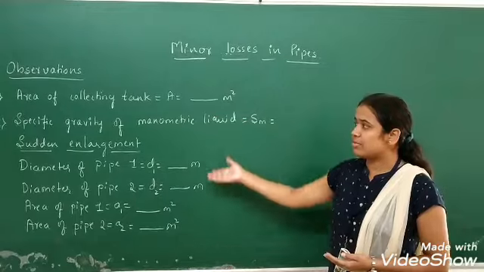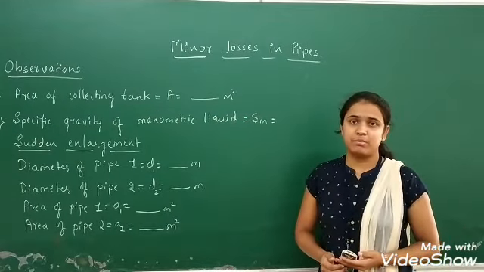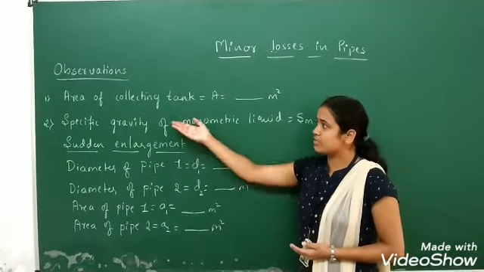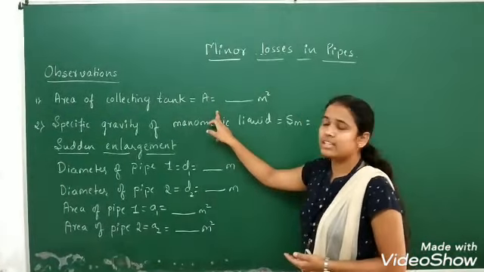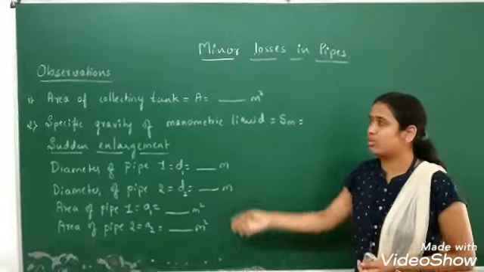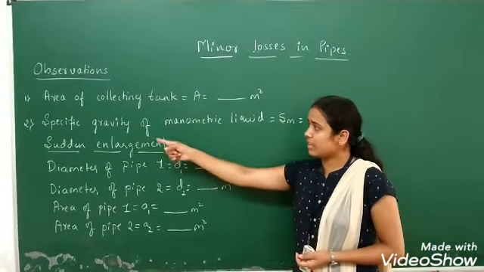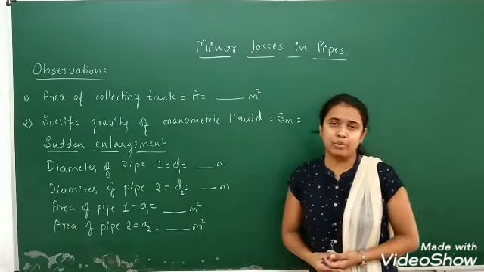We need some observations to conduct this experiment, so let us see what they are. First is the area of the collecting tank. You have to take the area of the collecting tank by measuring its diameter. And then the specific gravity of the manometric liquid.